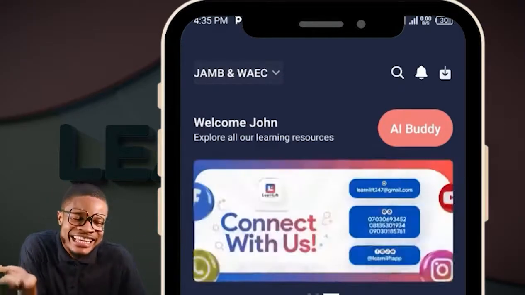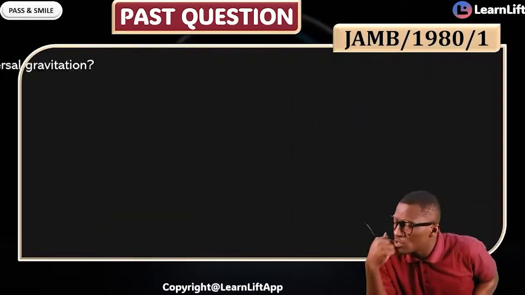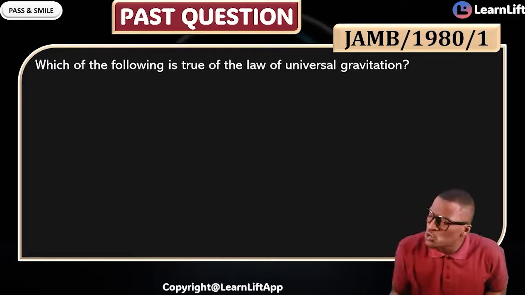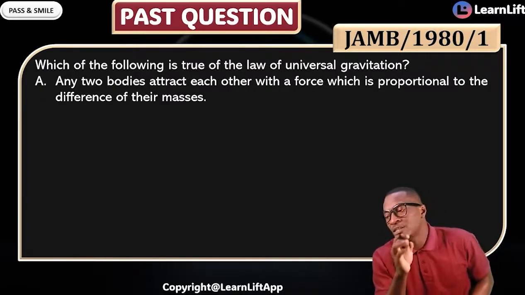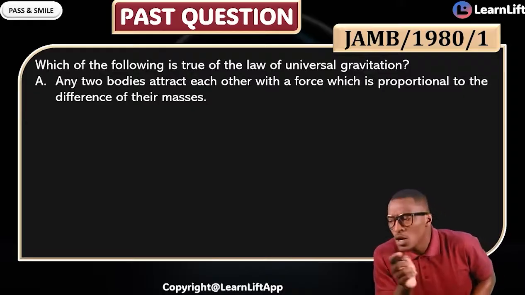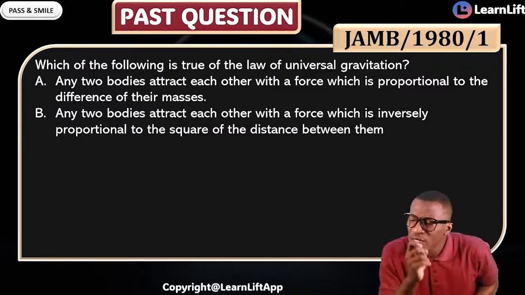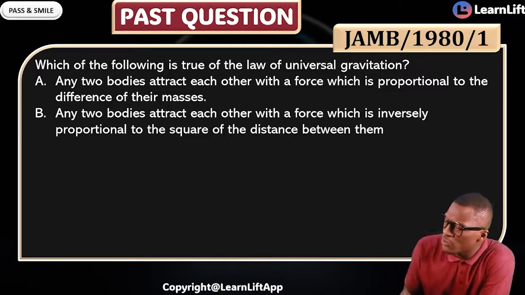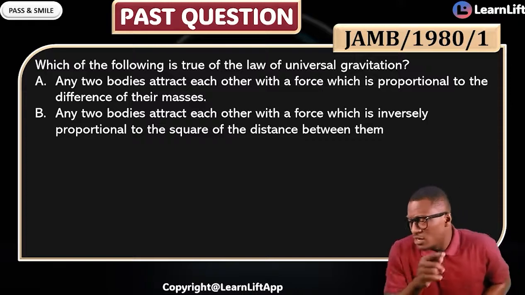What do you do? Start learning. If you say you understand that, let's try the first Jamb question. Jamb 1980 question 1. The question is, which of these is true of the law of universal gravitation? Option A, any two objects attract each other with a force which is proportional to the difference of their masses. Option B, any two bodies attract each other with a force which is inversely proportional to the square of their distance. Let's see option C.